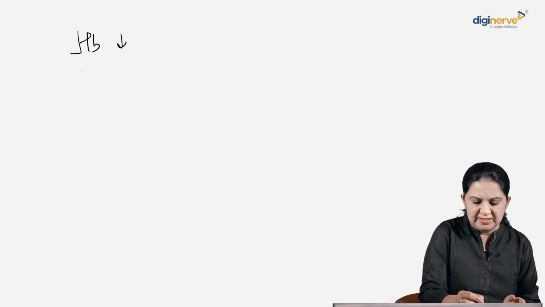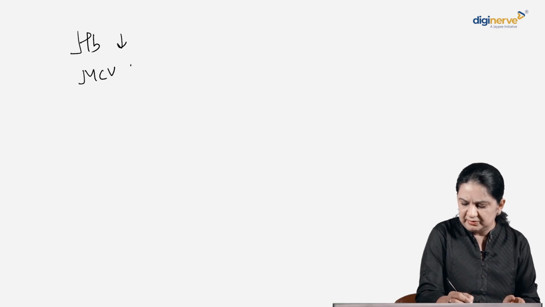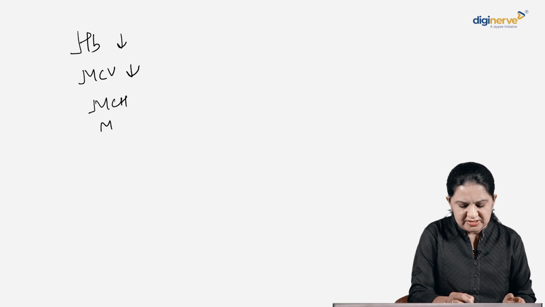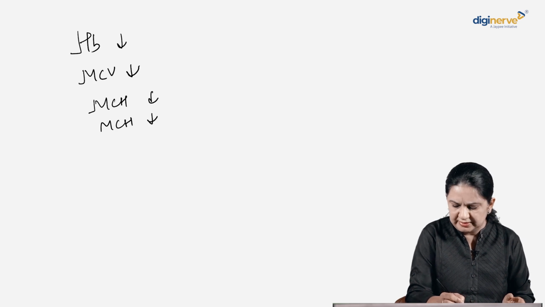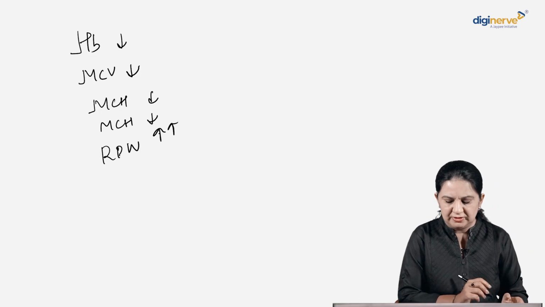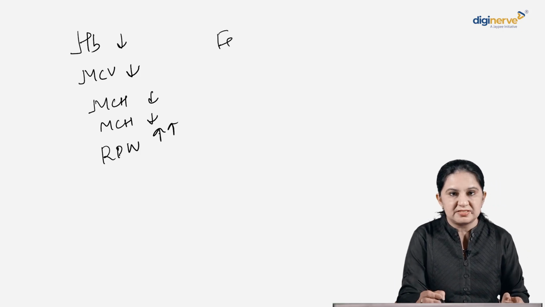So, ringed sideroblastic anemia: hemoglobin will be decreased. MCV will be decreased. MCH and MCHC will also be decreased. RDW will be increased. But here what will you see in the iron studies?